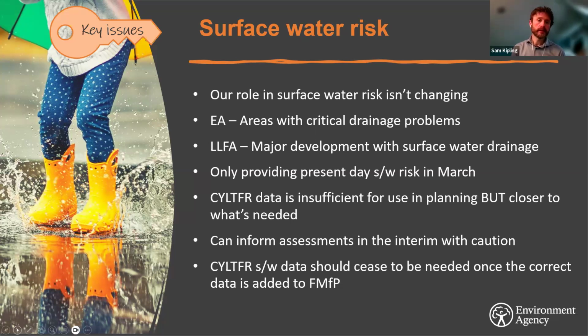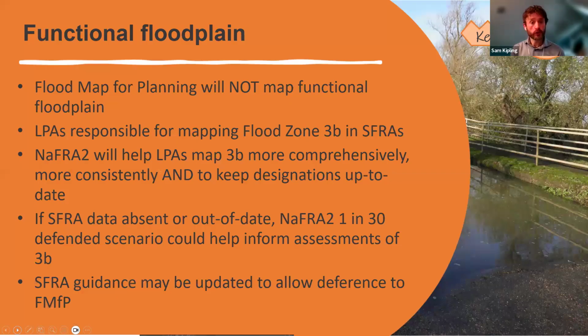Next slide, please. So another hot topic was functional floodplain. We need to be clear that the flood map for planning will not map flood zone 3B, functional floodplain. Responsibility for doing so remains with local planning authorities in their strategic flood risk assessments. The new data will, however, be enormously helpful, we think, to help local authorities map functional floodplain, as it will allow them to do so more comprehensively rather than just in locations where we have detailed models, and it will help you to keep designations more up to date over time.